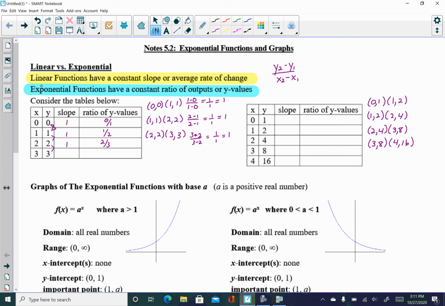So it holds true then. Your linear function here has a constant slope. They all had a slope of 1 here, but the ratios of my y values were all very different, okay? Contrast that to the data over here on the right.